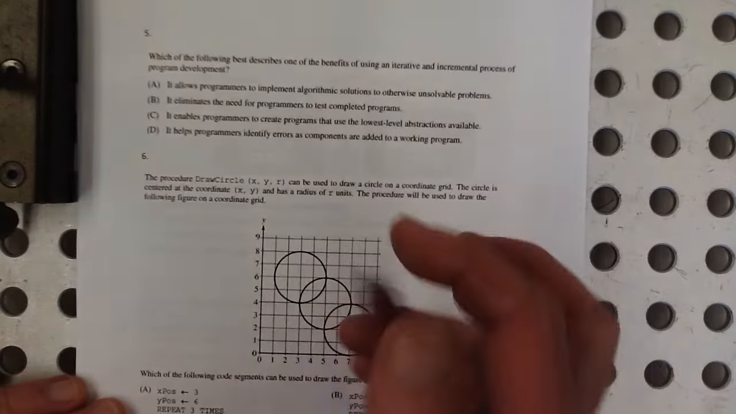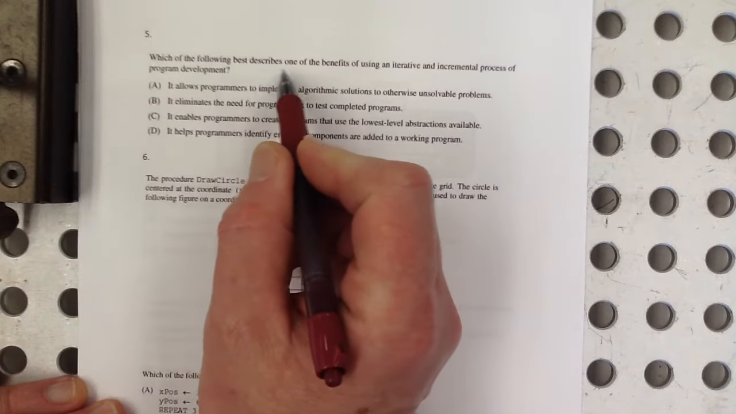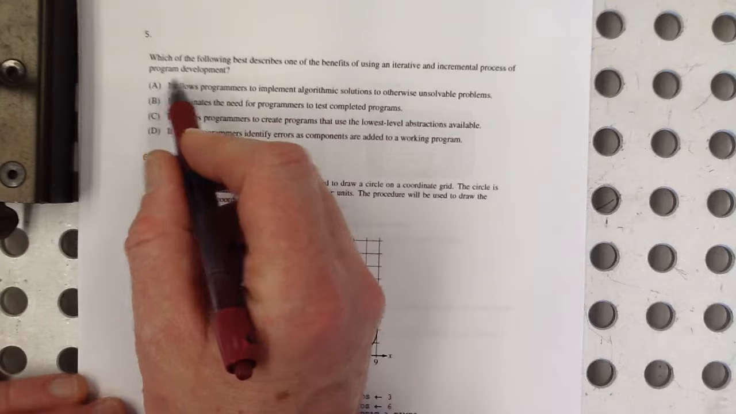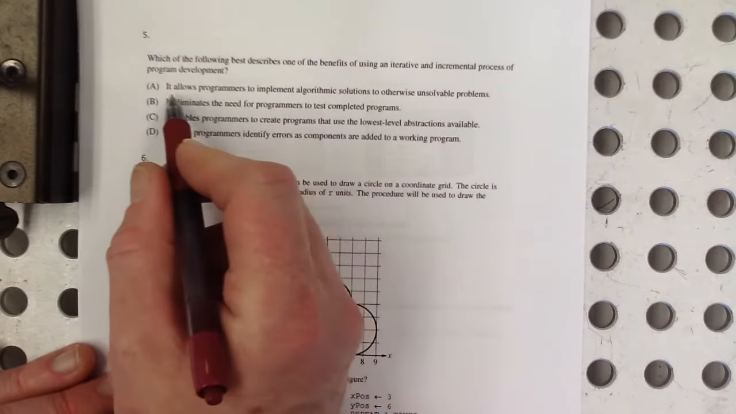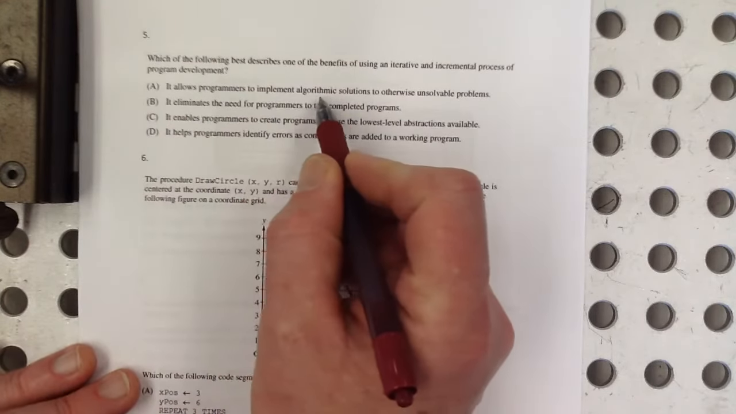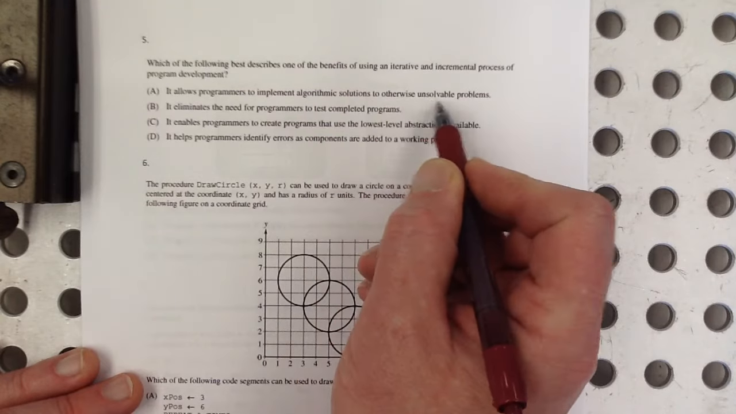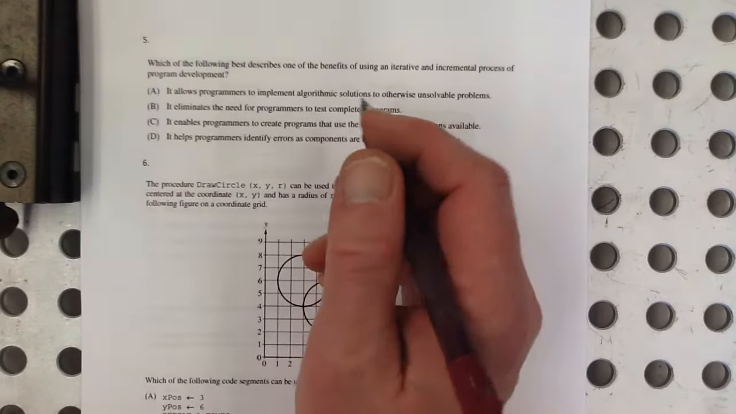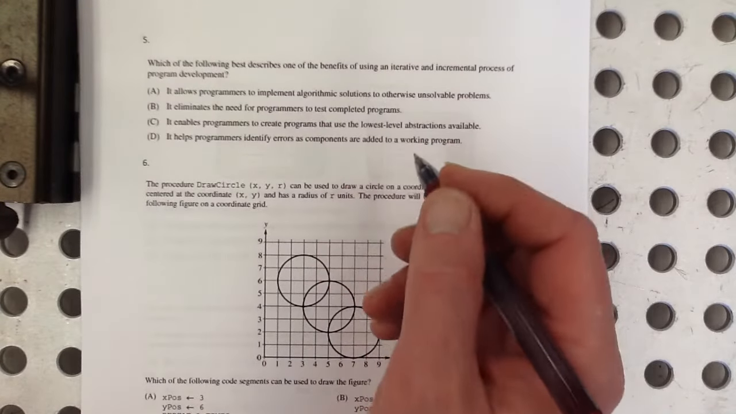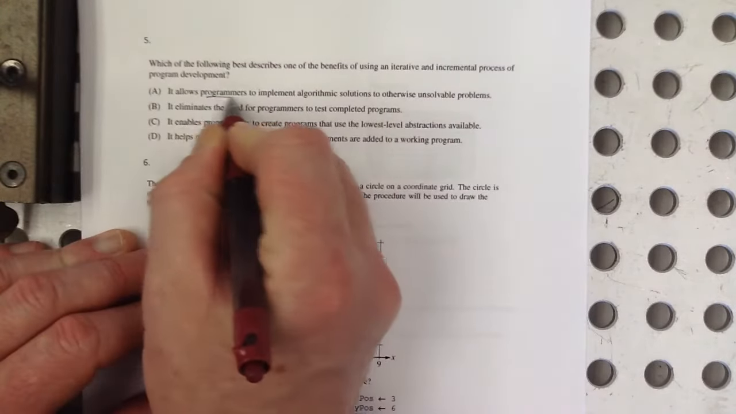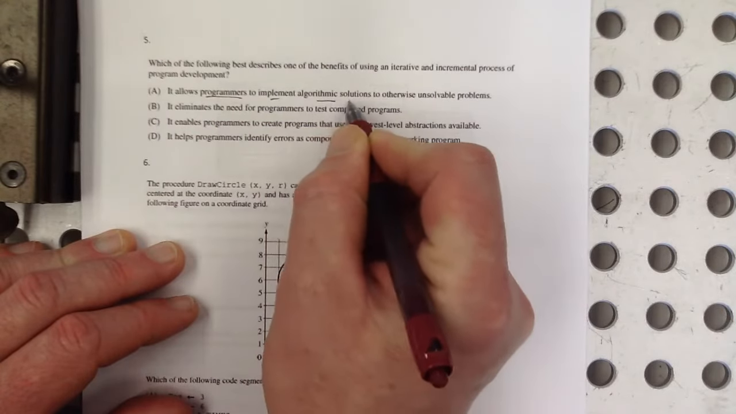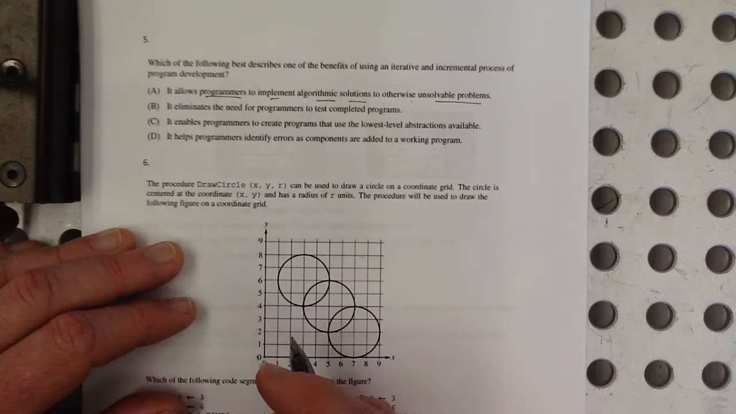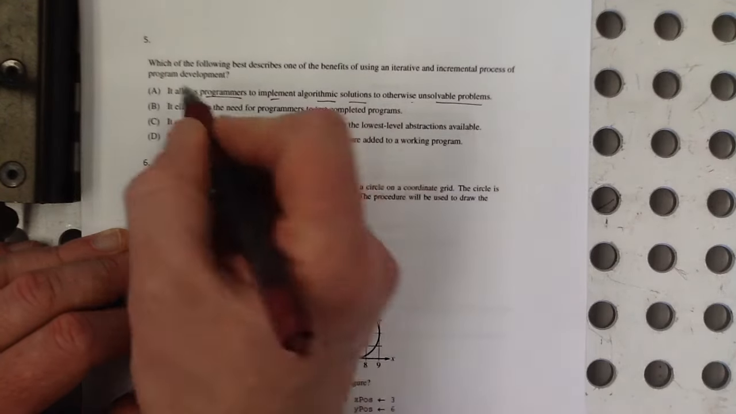Number 5. Which of the following best describes one of the benefits of using an iterative and incremental process of program development? It allows programmers to implement algorithmic solutions to otherwise unsolvable problems. That's kind of a weird answer that you probably suspect is not true. Allowing programmers to implement algorithmic solutions to otherwise unsolvable problems. That's just a weird thing to say. I don't know what to say about that, but it's not right.